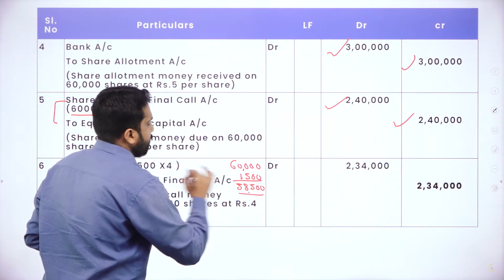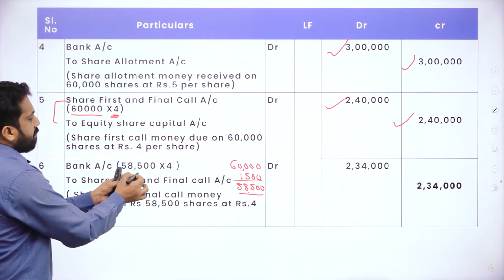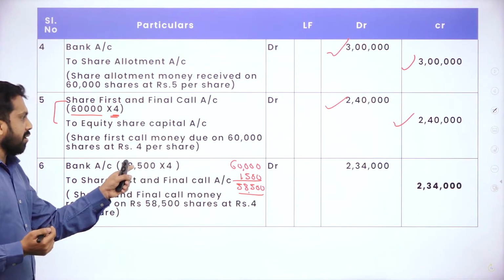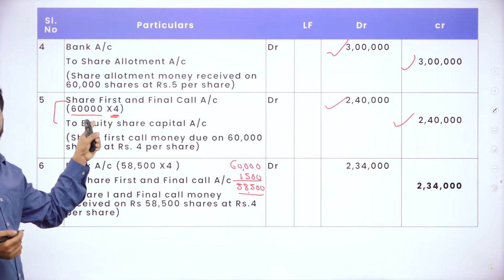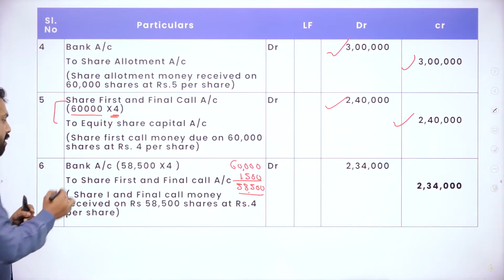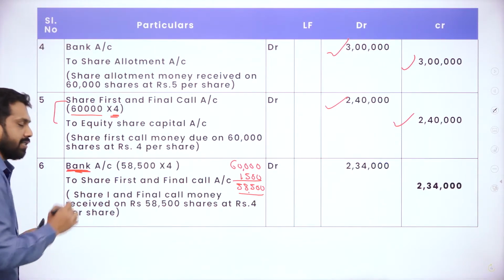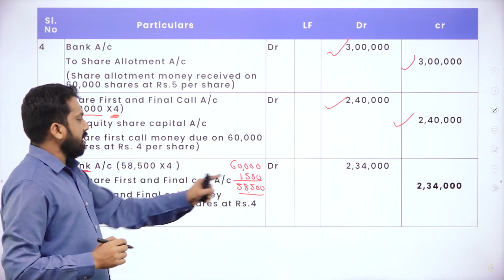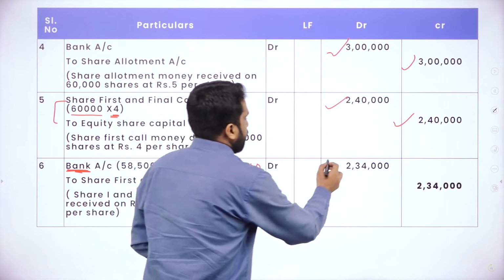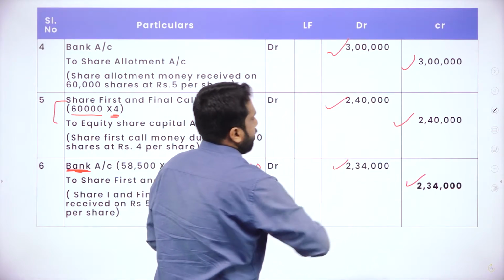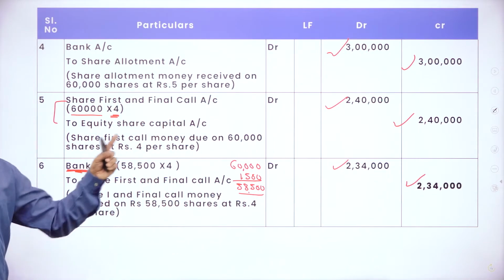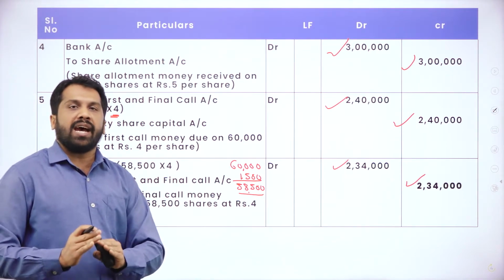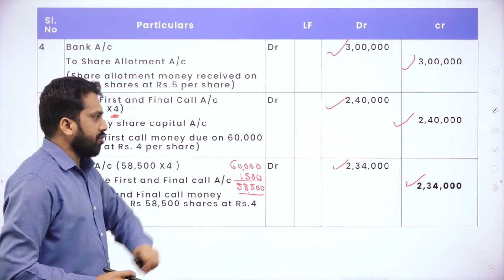58,500. This only we have taken. 58,500 multiplied with 4. This will not affect here. The 5th journal entry will affect only wherever bank comes, then only it will affect. Now, 58,500 multiplied with 4 is 2,34,000. This is all about your issue of shares. We have done issue of shares.